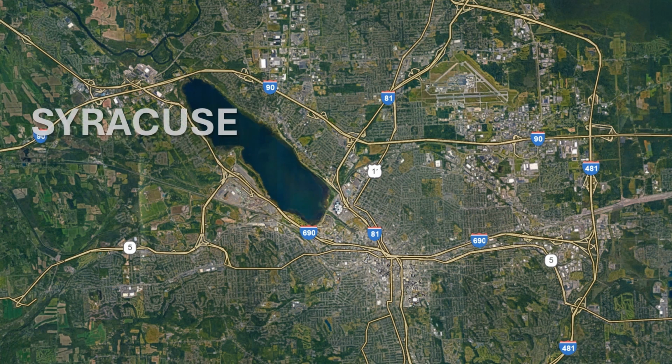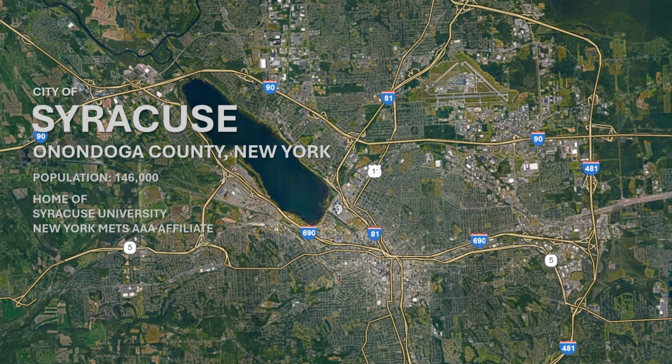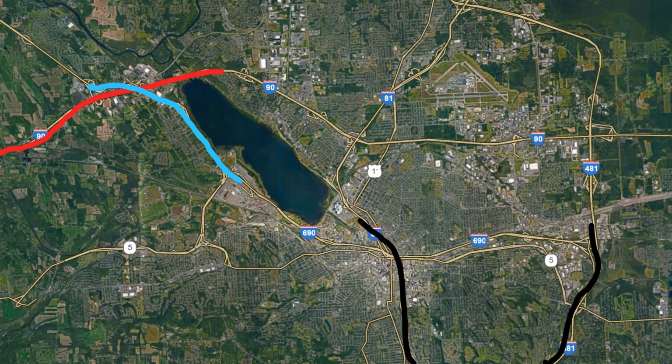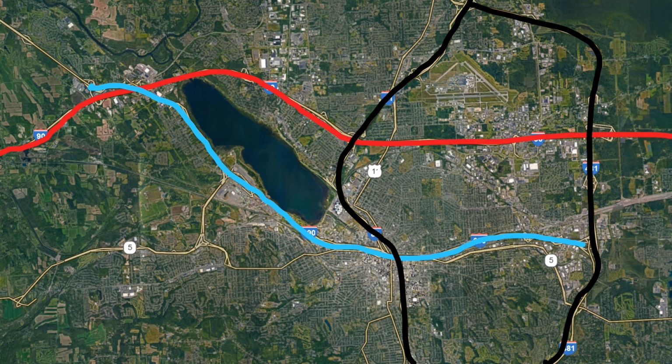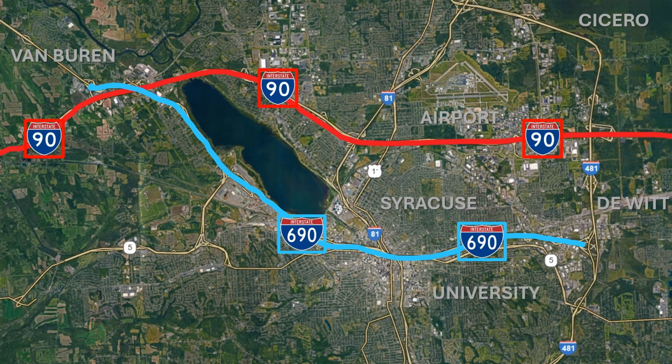And on to Syracuse. A familiar sight here on the Jersey barrier, it seems. So Syracuse has two major 2DIs running through it, I-90 and I-81. Each has a spur route, 690 and 481. Yeah, but we don't need to worry about 81 and 481. Just 90 and 690 right here.